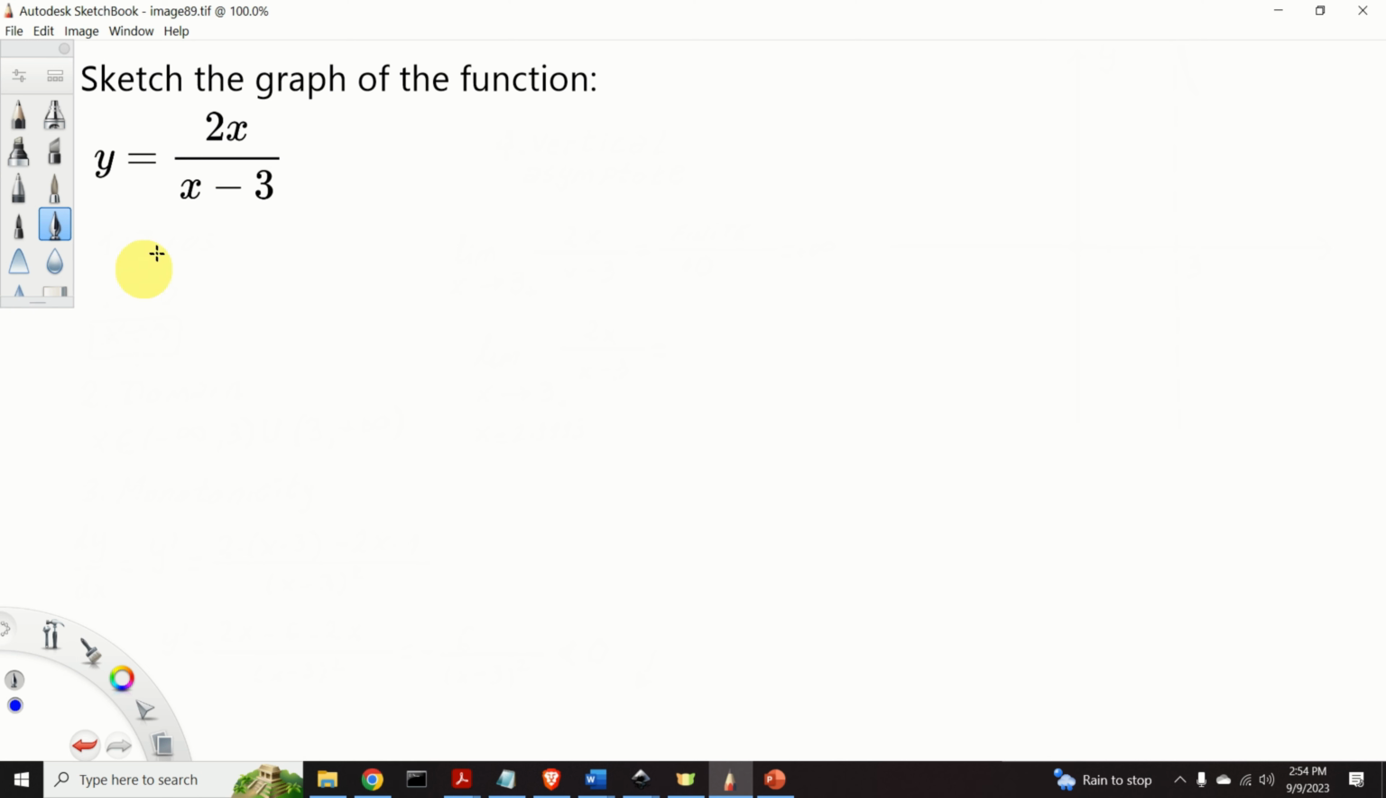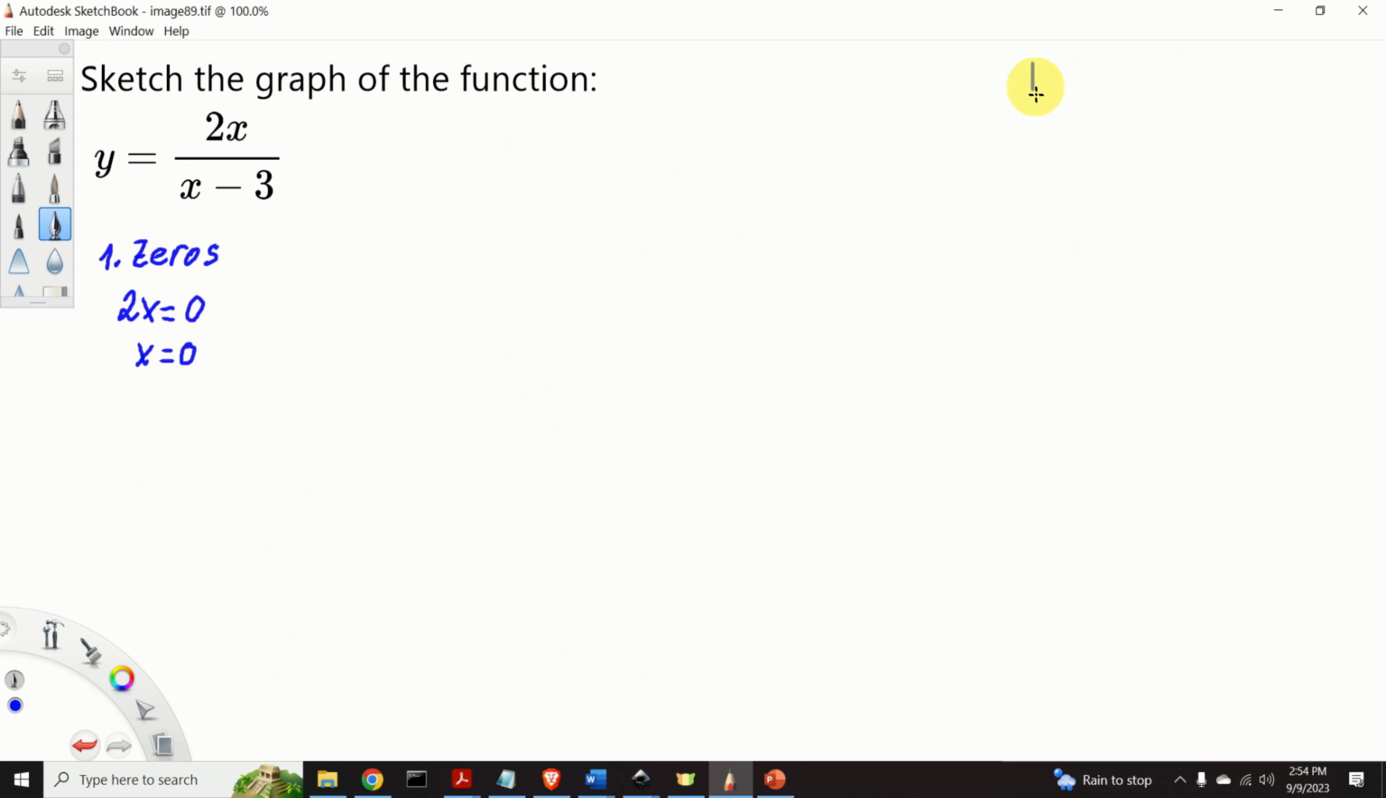In the first step, we will determine the zeros of this function. Obviously, this is a rational function. The rational function is a ratio of two polynomials. The polynomial in the numerator is 2x and the polynomial in the denominator is x minus 3. The zeros are determined as the zeros of the polynomial in the numerator. Consequently, we have 2x is equal to 0. And x is obviously equal to 0. And that's the 0. Let's sketch this 0 on the graph.